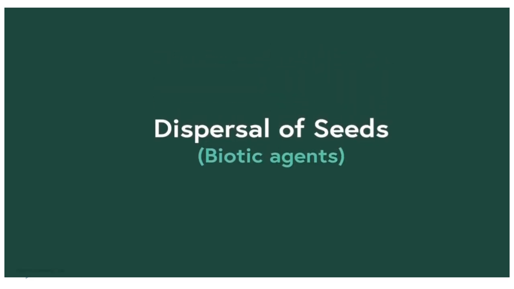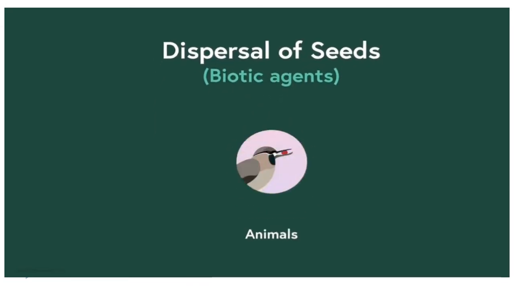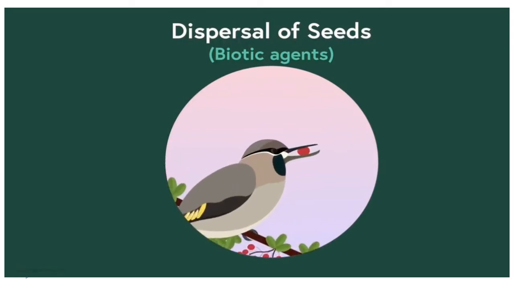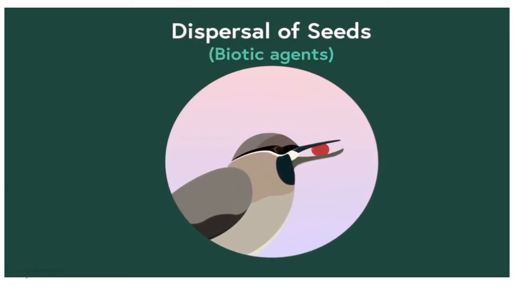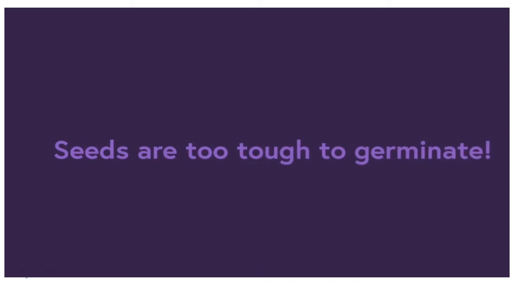Plants are even benefited with the seed dispersal by animals. To understand this, let's take the simple example of birds. Birds also relish the juicy fruits that have seeds within. In many cases, the seeds of the plants are too tough to germinate if planted directly into the soil.